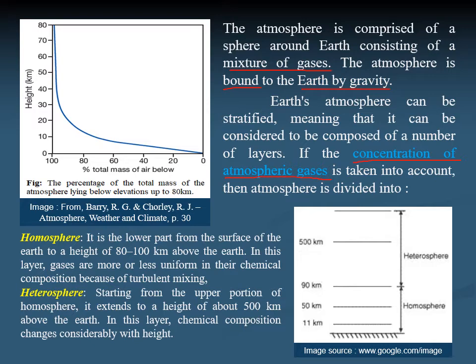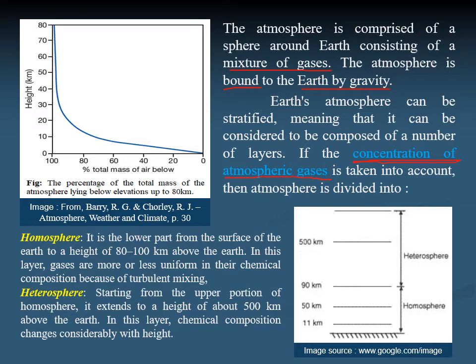The first property by which we can distinguish different layers is the concentration of atmospheric gases. If we look at the atmospheric cover of the Earth, we find that from the Earth's surface, the atmospheric cover occurs up to more or less 500 kilometers, 500 or slightly higher. Now, within this entire 500 kilometers above the Earth's surface, the concentration of atmospheric gases is not homogeneous.